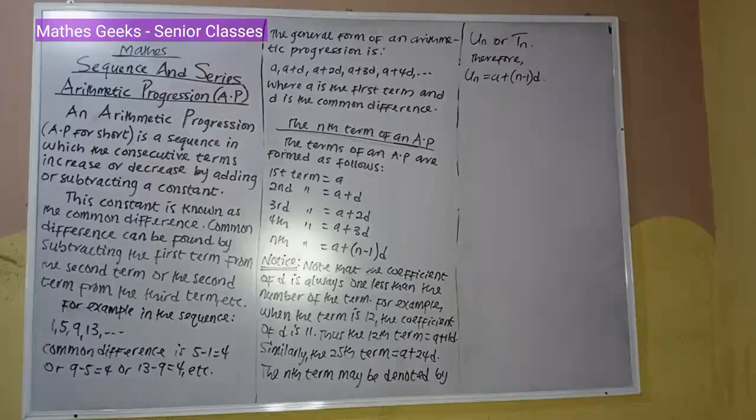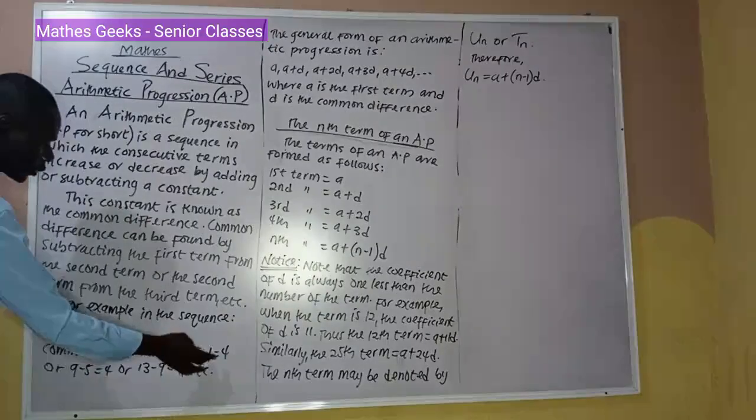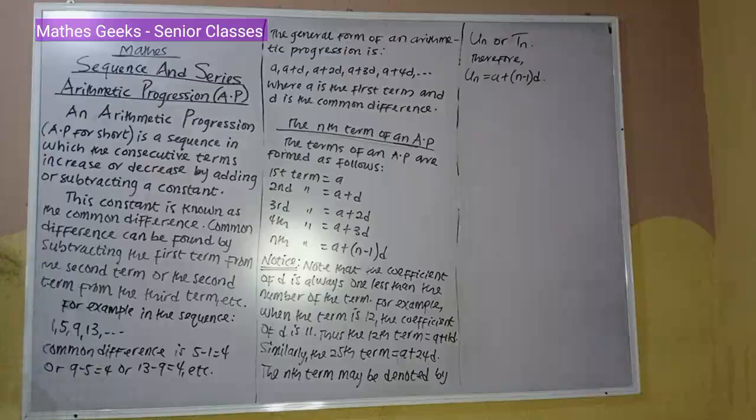So the 4, which is common, is a difference. 9 minus 5 is a difference. 13 minus 9 is a difference. 5 minus 1 is also a difference. In mathematics, difference means subtraction. So when you subtract the first term from the second term and you keep on having a consistent number, which means the difference is consistent, when you repeat that same subtraction with the second term from the third term, the third term from the fourth term, or the fourth term from the fifth term, and you discover that the difference is consistent, is constant, that progression, that sequence is known as arithmetic progression.